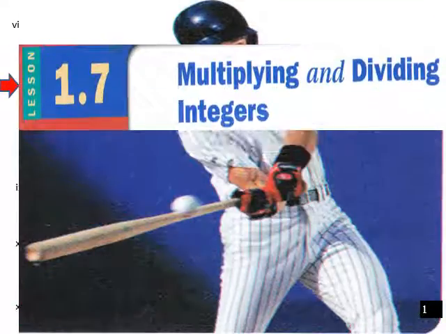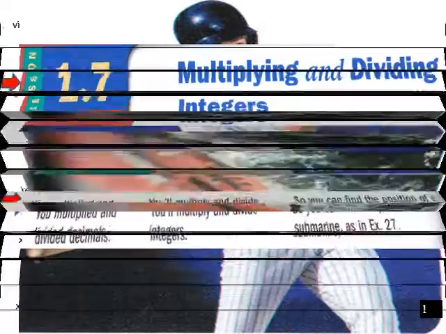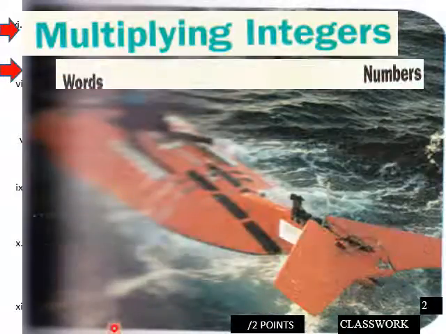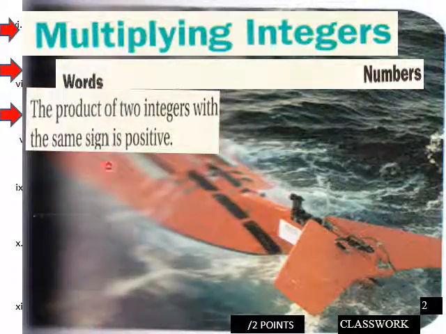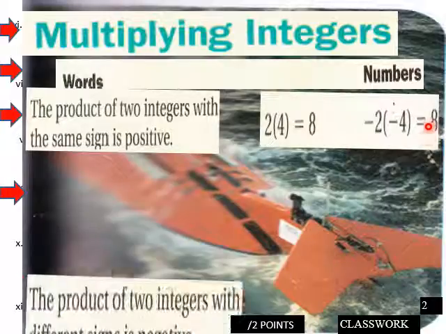Number 2. Multiplying and dividing integers: you will multiply and divide integers. Multiplying integers, the product of two integers with the same sign is positive. So 2 times 4 equals 8, and then negative 2 times negative 4 will be 8. Same signs here. Negative times a negative is a positive.